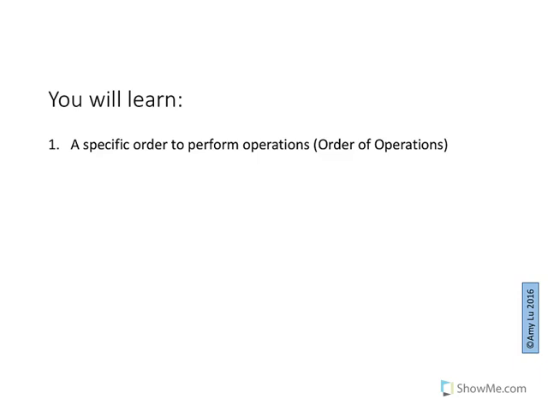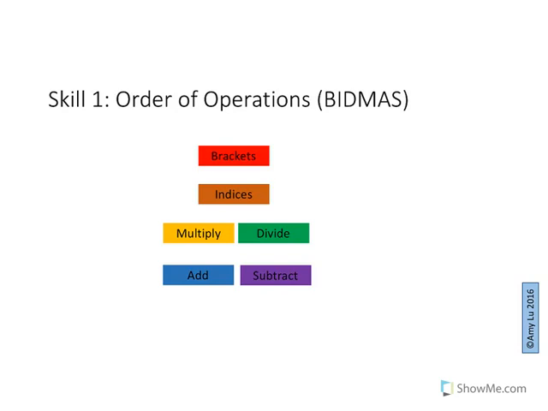This is Chapter 7b on the order of operations. In this chapter, you'll learn a specific order to perform operations, such as addition, subtraction, multiplication, and division. When we perform operations in expressions, there's always a very specific order, and we're going to talk about that. So you need to understand the order of operations.